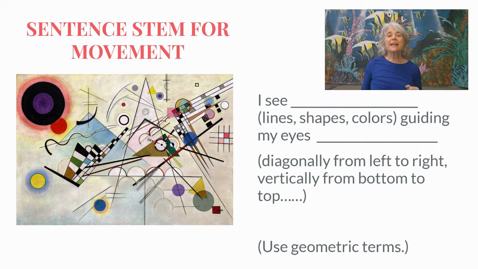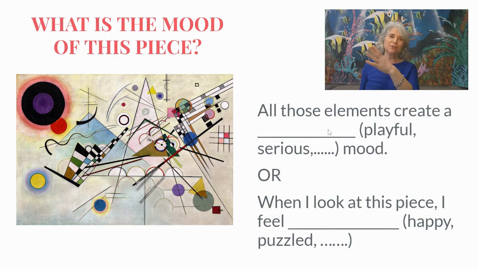For movement: I see lines, shapes, colors guiding my eyes in this or that direction. So in this case, it could be I see all those lines converging to the top right corner of the piece and the rainbow colors that get more and more intense toward that top right. So it creates a direction, a movement from bottom left to top right.